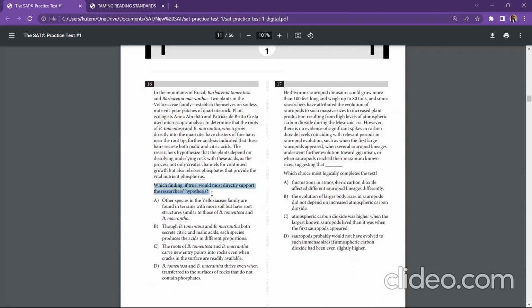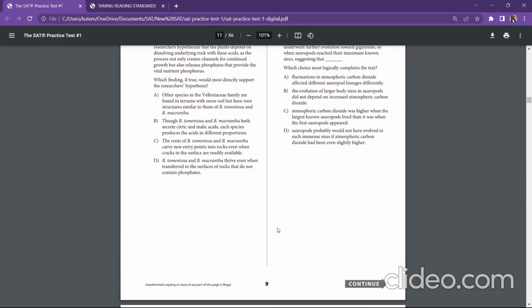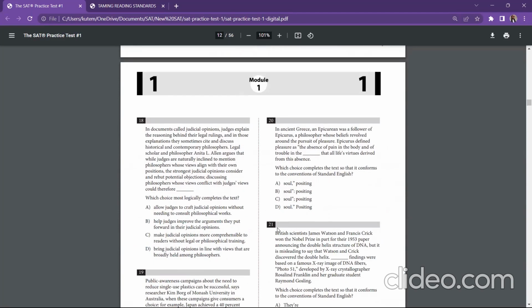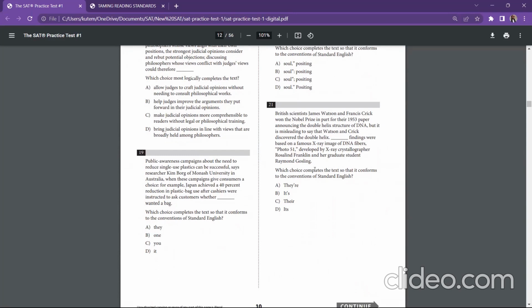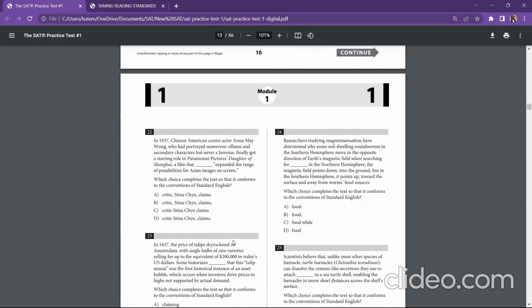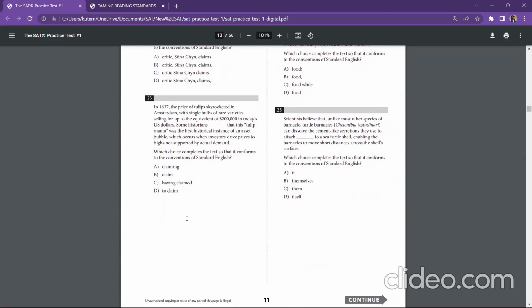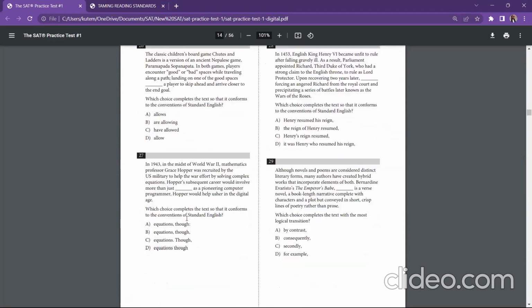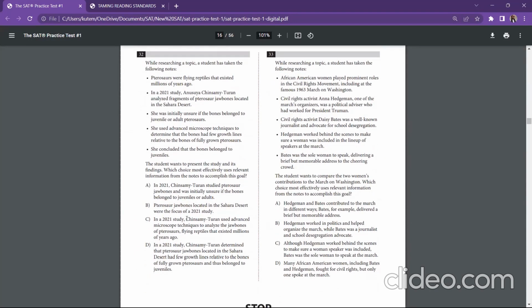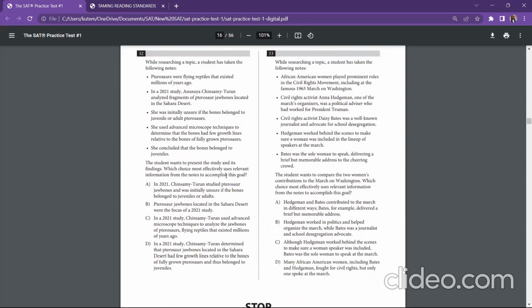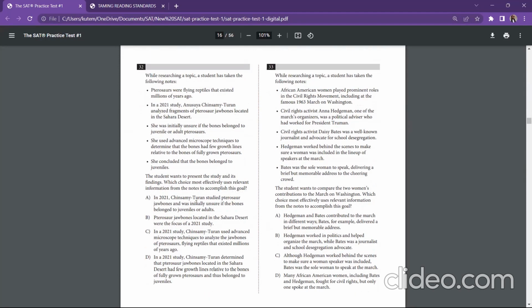Supporting a claim, still evidence. Logically completes the text, writing, because it's asking you, it's more focusing on the textual side of the passage. And I think the rest of these should be writing. Completes the text, standard English, obviously that's grammar, completes the text, completes the text. Yeah, I would say most of the questions are writing from what I've seen so far. Yeah, all of these are completing the text logically. Let's see how the end is. Yeah, everything up to the end is writing.